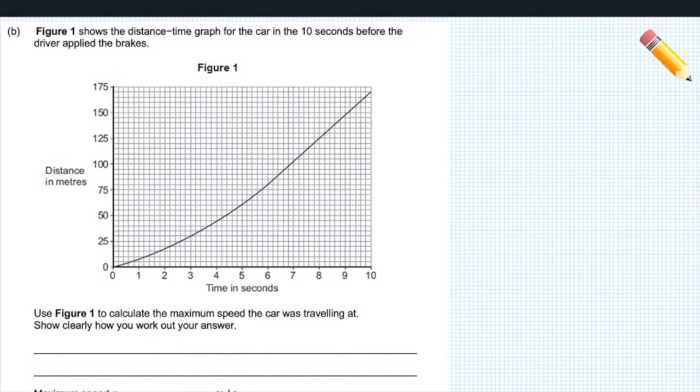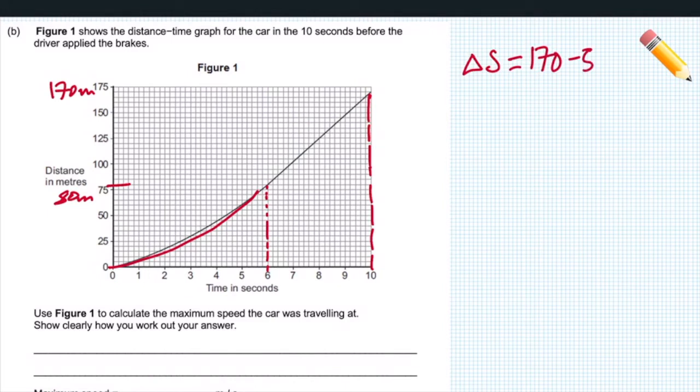And what we're going to do is look, and from around about 6 seconds, the graph looks to be straight. Before 6 seconds, this portion is curved. After 6 seconds, it's straight. So if we follow that across, we see that's 80 meters. And then we can work that all the way to 10 seconds at 170 meters.